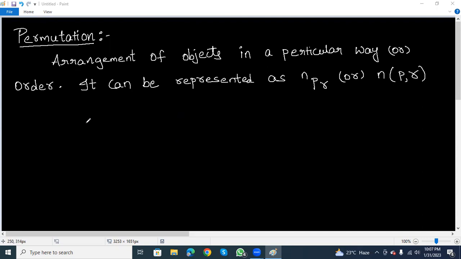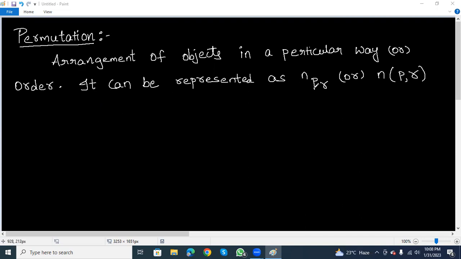In the previous class, binomial coefficients, I already explained about the combinations. What are combinations? Arrangement of objects in a way without mentioning the order. Arrangement of objects without any order is combination. But arrangement of objects in a particular way or any order is permutation. So without order means combinations. With order means permutations. This is the difference.